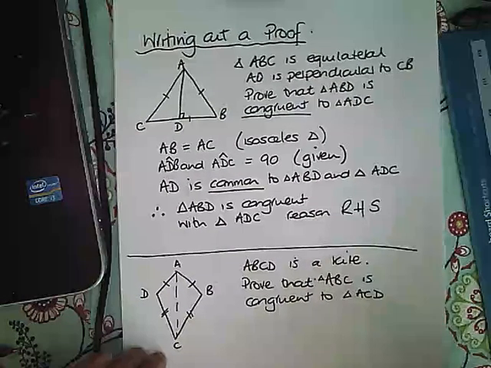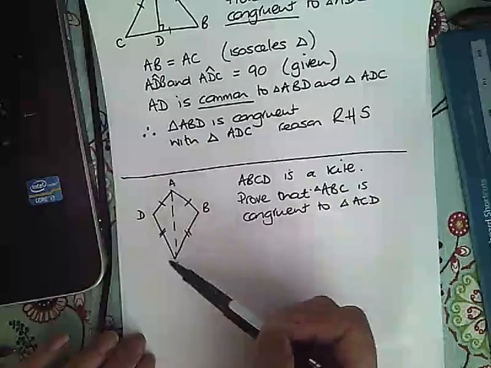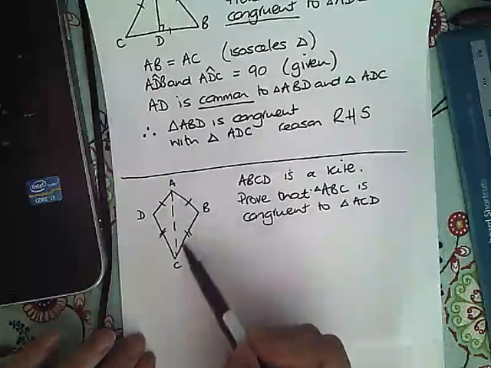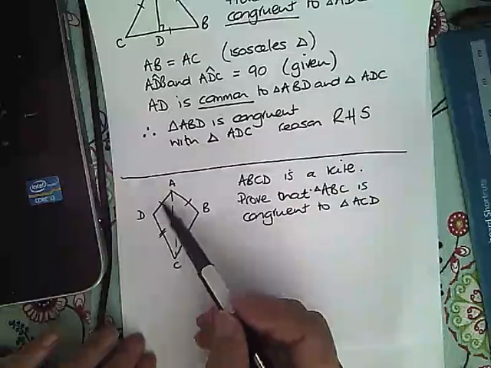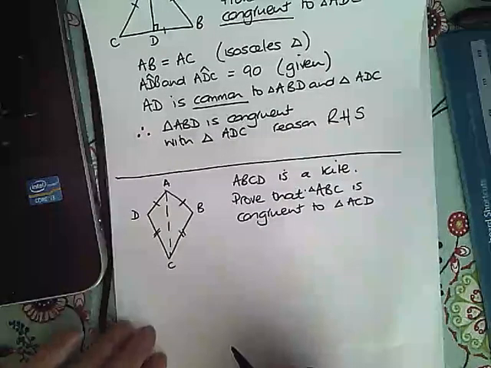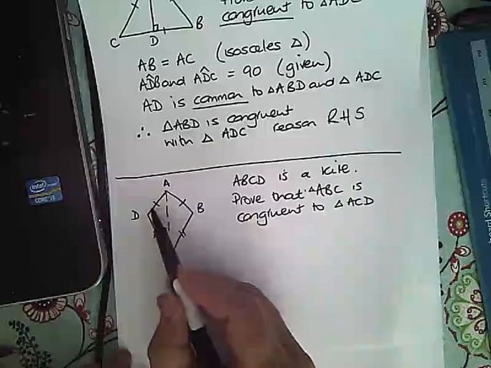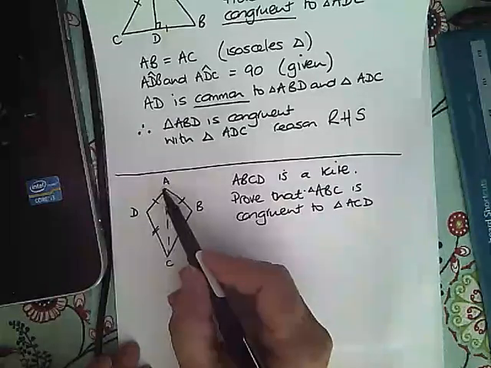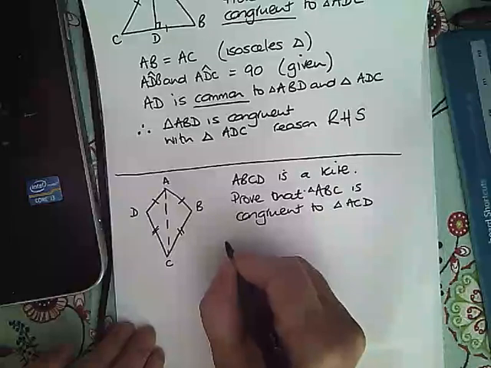On the second example, again, we're going to use a common line. So this is a kite, and we're asked to prove that triangle ABC is congruent to triangle ACD, the other half of that kite. So the first thing we need to do is work out or write down things that are obvious from the diagram. Now, this is a kite, and one of the geometric properties of a kite is that these two sides, AB and AD, equal each other. So we write that down.